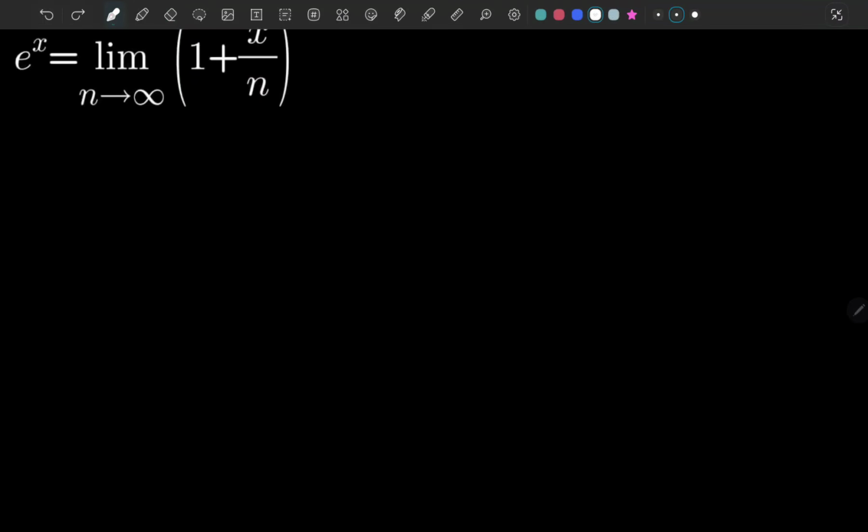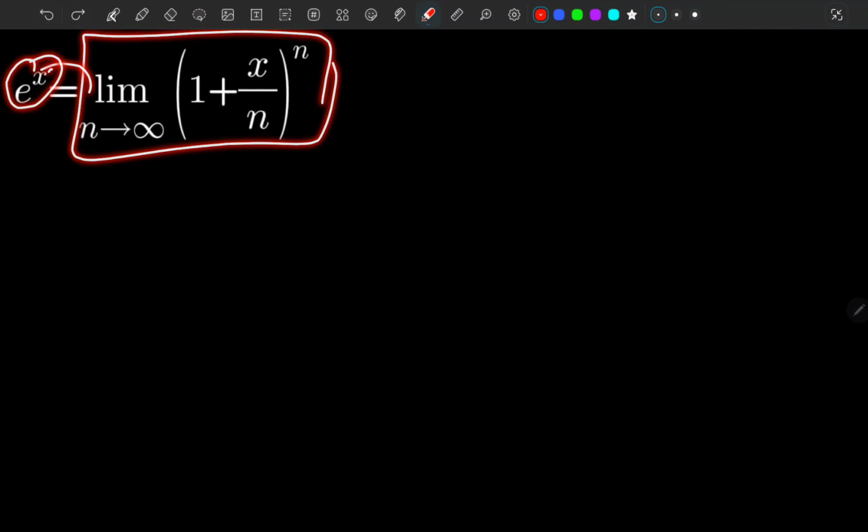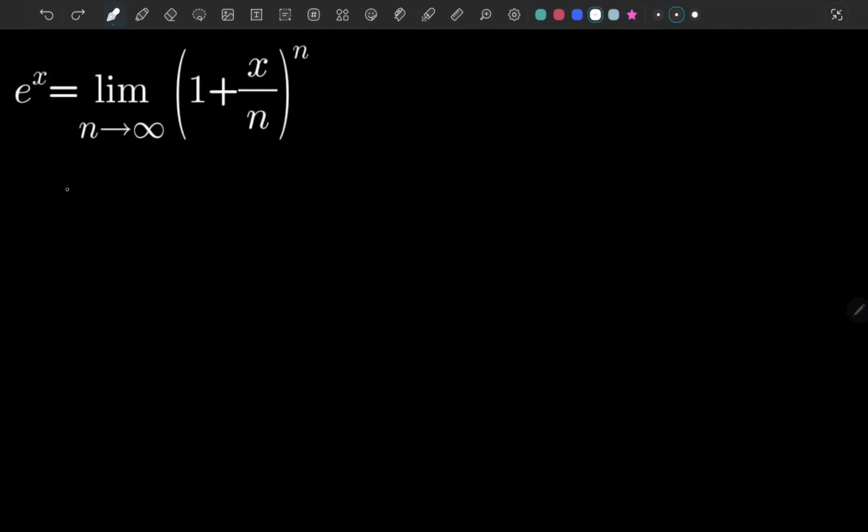Okay, so basically we just have to prove this limit equals e to the x, right? So let's talk about the limit. Let L equal this limit.